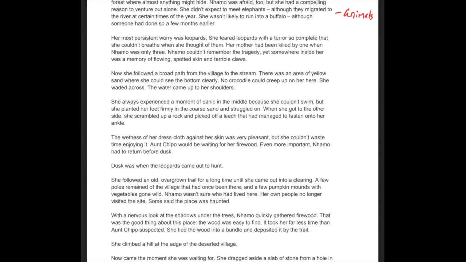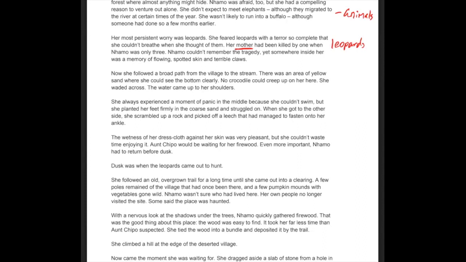Similarly, I also have this paragraph here where it talks about how her worry is leopards. She worries about leopards, so I would just write leopards here. I would underline this part which talks about her mother who had very tragically been killed by a leopard. So these kinds of things just help me keep track of what each paragraph is talking about, to make it much quicker and easier to go back once I have a look through the questions.